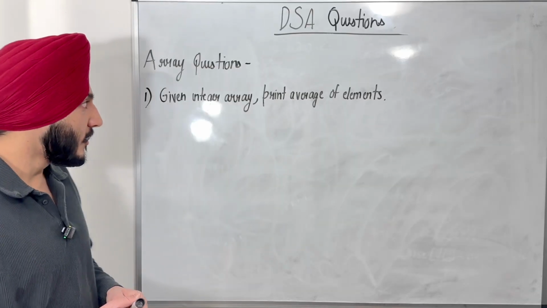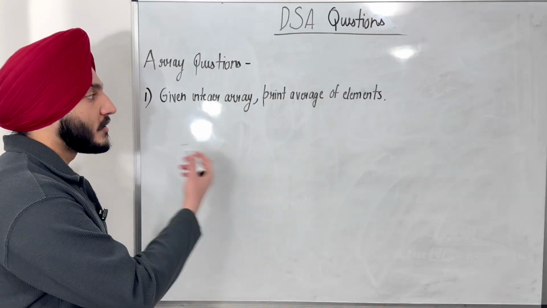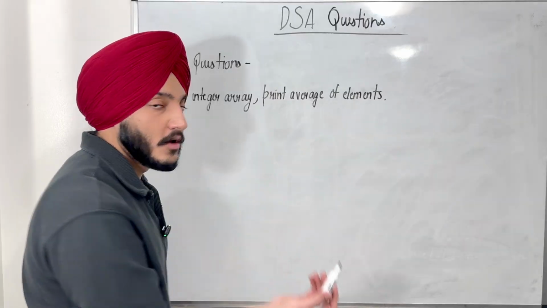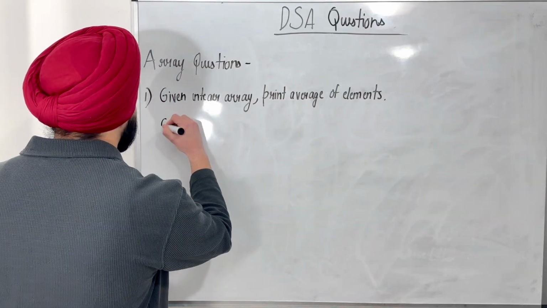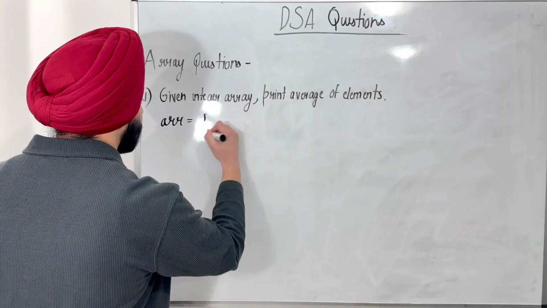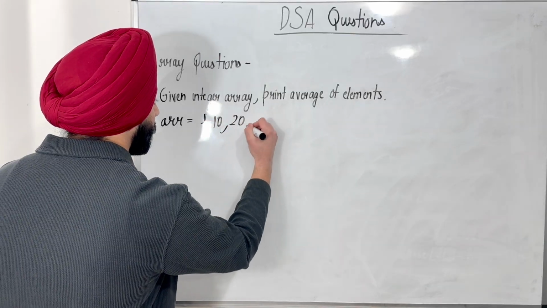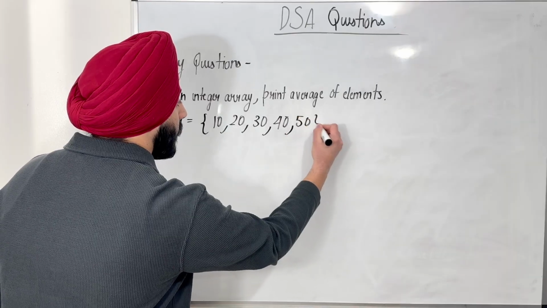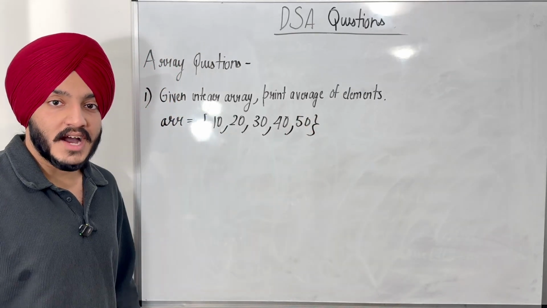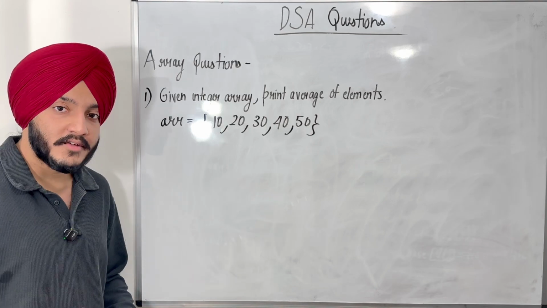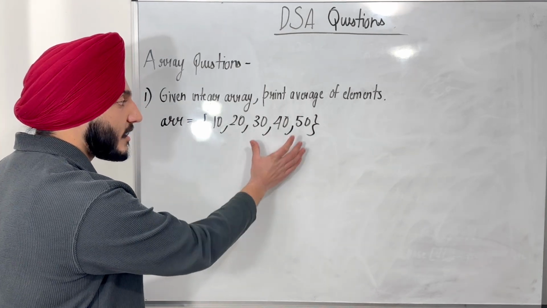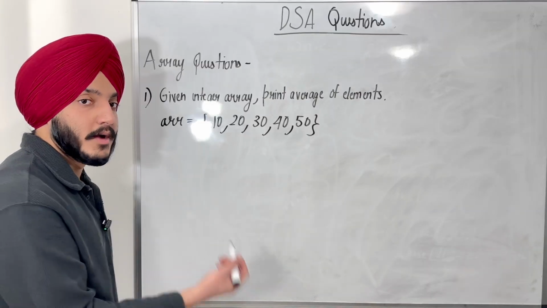So first of all, let's talk about what's been given, right? Given an integer array, print the average of its elements. What do I mean by average again? Let's say I have this ARR, right? Point is, I need to print the average of its elements. Now, what is average again? That means sum all the elements up and then divide by the number of elements, right?